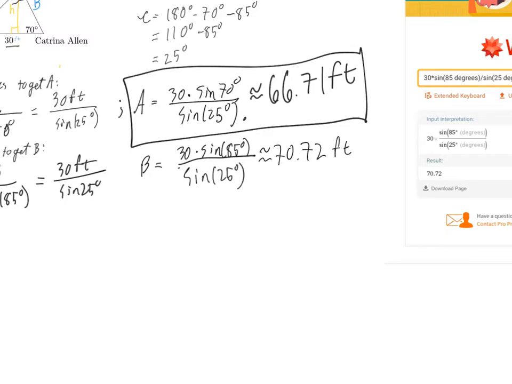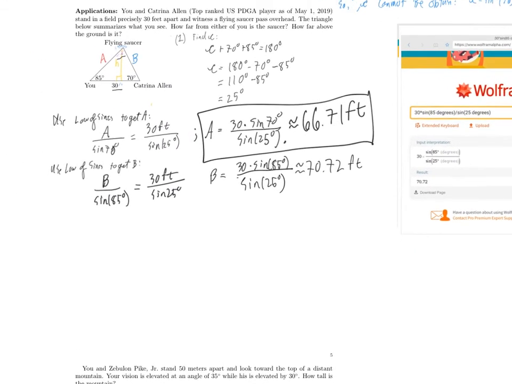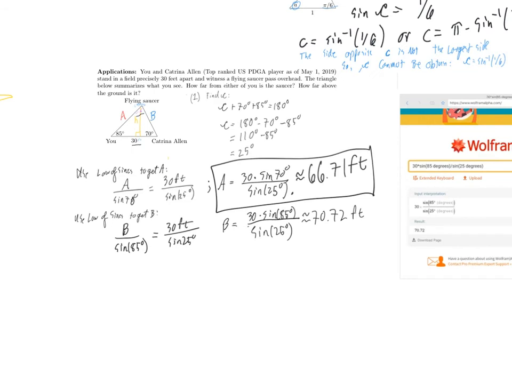Did I round correctly? Okay, it rounded to there for me. Nice, so there's distance A and distance B. Let's just review that problem and see if it addresses all the problems. Certainly we've solved the triangle. We're missing one result yet.